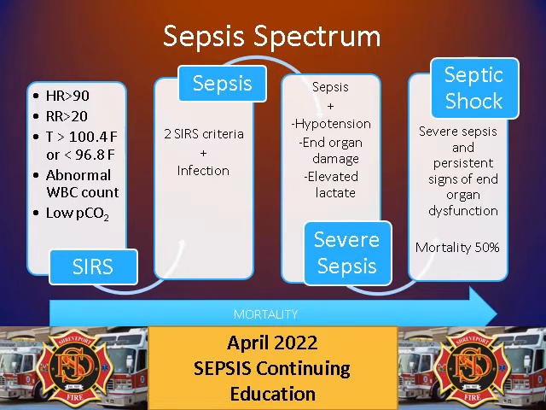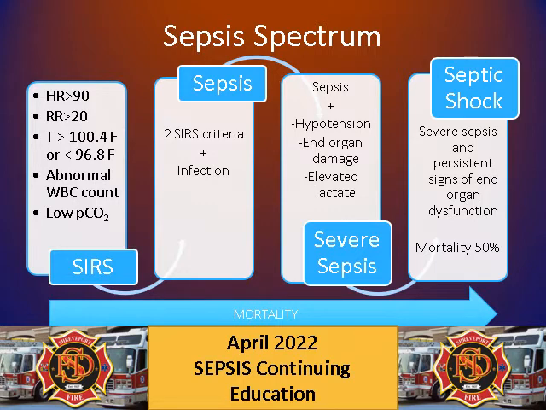Now, septic shock is the end result here. This carries a mortality of 50% or more. This is severe sepsis and then persistent signs of end organ dysfunction. What that means is that if you have a patient that you notice is sick, they've met SIRS criteria, they're hypotensive, you give them fluids, and what does fluids mean? Well, it's 20 to 30 cc's per kilogram. Now, I don't know about you, but I've never been on a scene long enough to give 20 to 30 cc's per kilogram to a patient. That's usually taken care of at the hospital.